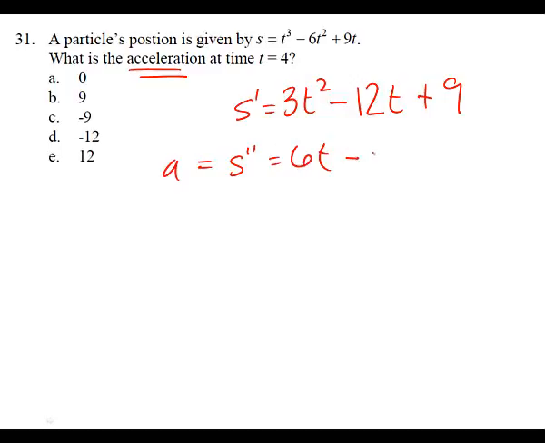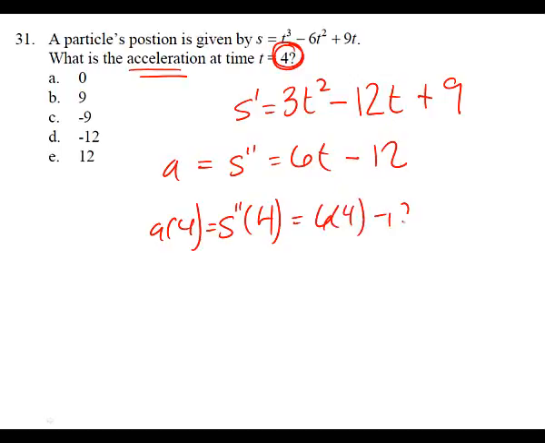6t, good, minus what? 12. What do I have to do? Plug in a 4. So S double prime of 4, or the acceleration at 4. Sometimes they put it in there. It depends on the publisher, because I basically took a whole bunch of prep books and typed up their problems. So, all right. So 6 times 4 is 24 minus 12 is 12. So it's E.